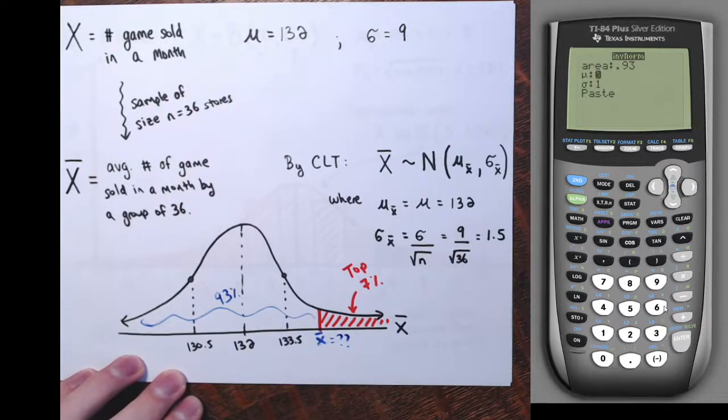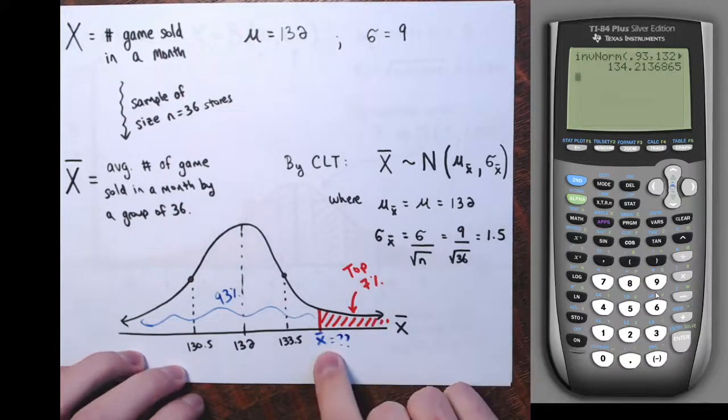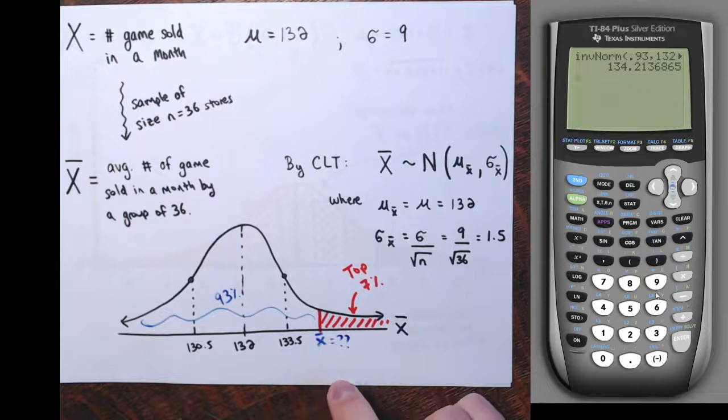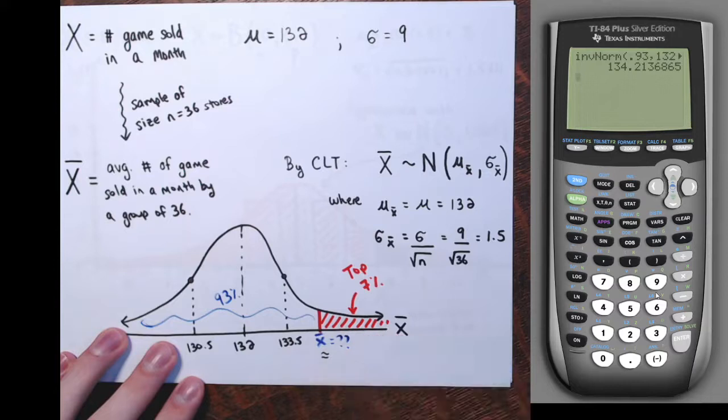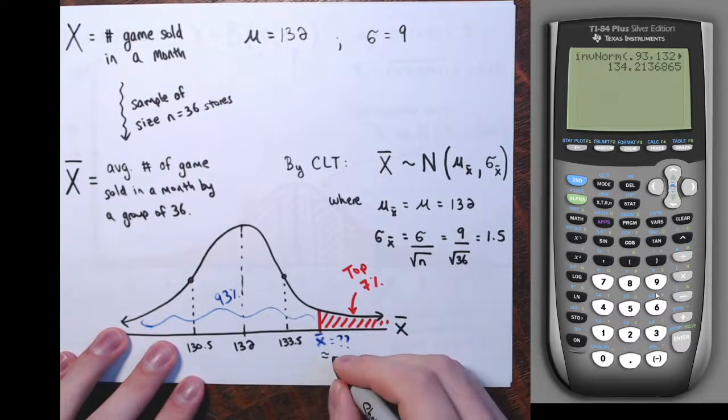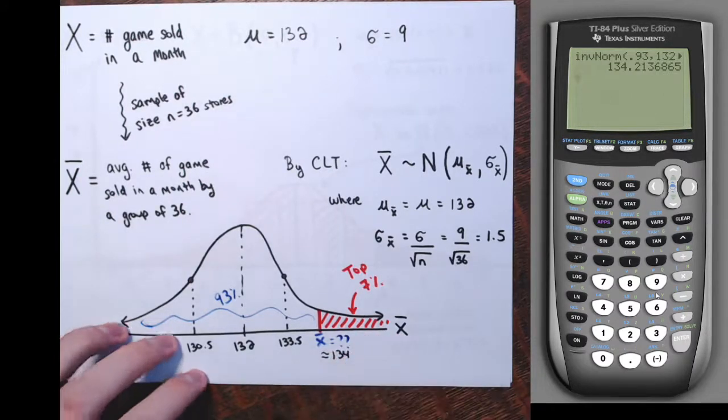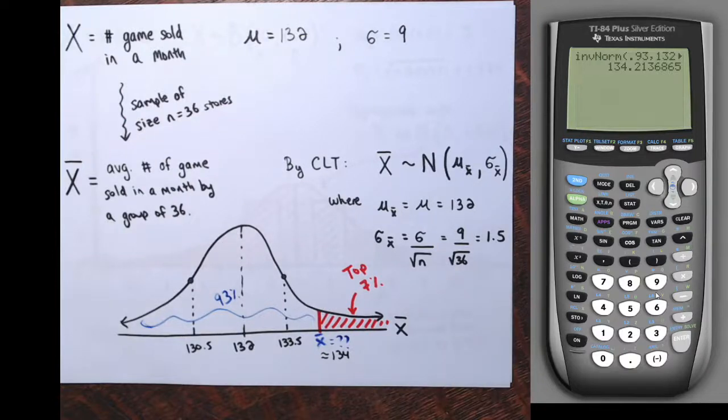All right, and then what's the mean of this distribution? 132. What is the standard deviation of this distribution? We found that this was 1.5. Then I enter all this. This pops up, and this value here, they want us to round to the nearest whole number. This particular x bar with 7% above it is approximately 134, because 134.21 rounded to the nearest whole number is 134.